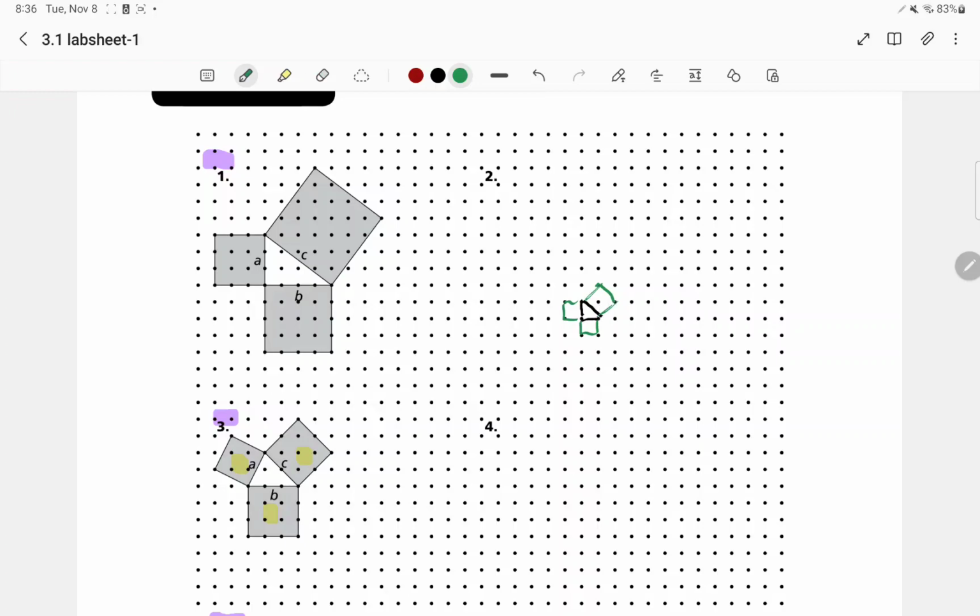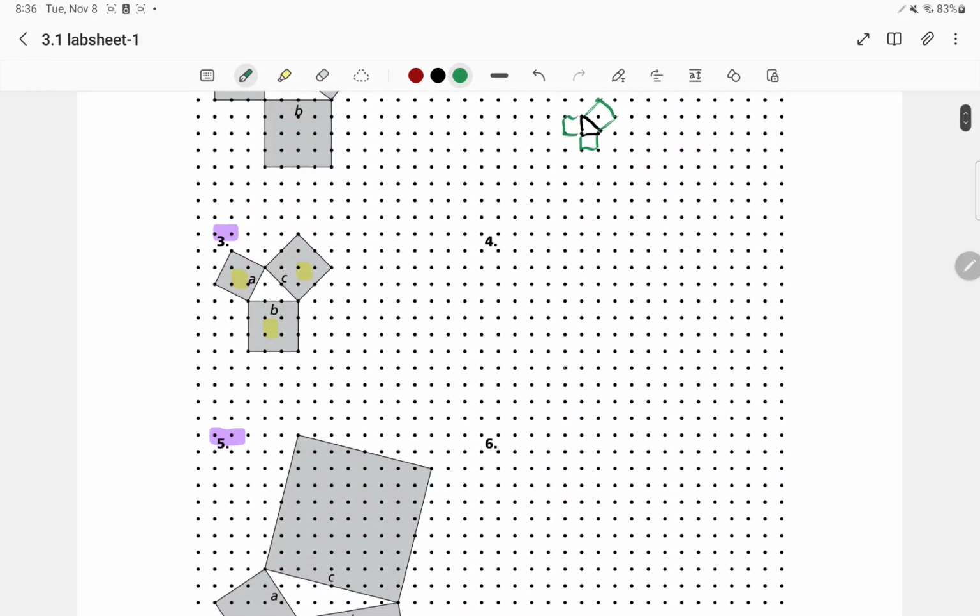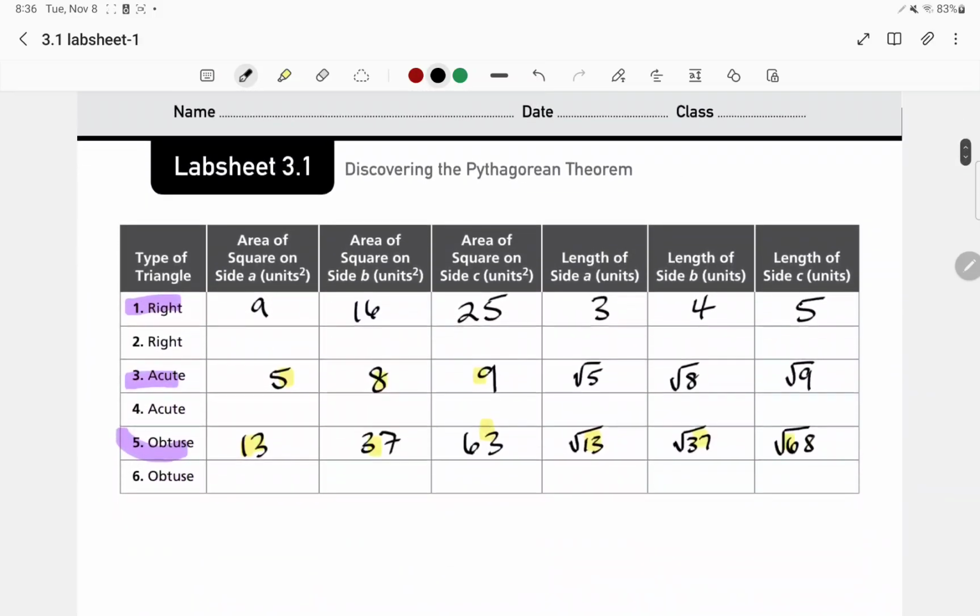Or you could do a bigger one if you wanted to. So come down here and let's do a bigger acute. All right, so here we have our acute, and then you would square off each side there, find those areas, and fill in 2, 4, and 6. So take your time, make your own right triangles, your own acute, and your own obtuse, and see how you did. Now, I'm not going to be doing this, so you'll have to check that on your own.